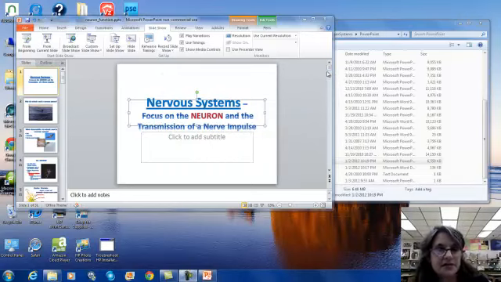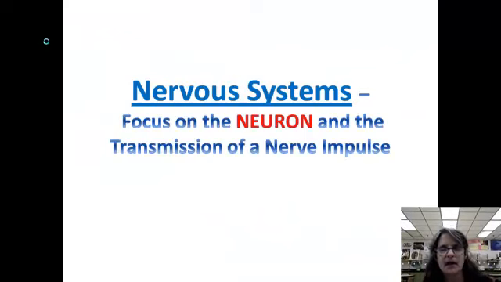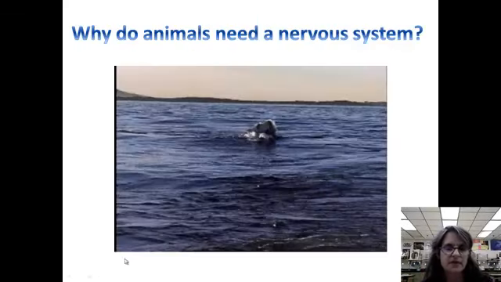At any rate, so let's get started. All right, so focus on the neuron and the transmission of the nerve impulse. Now, why do animals need a nervous system?